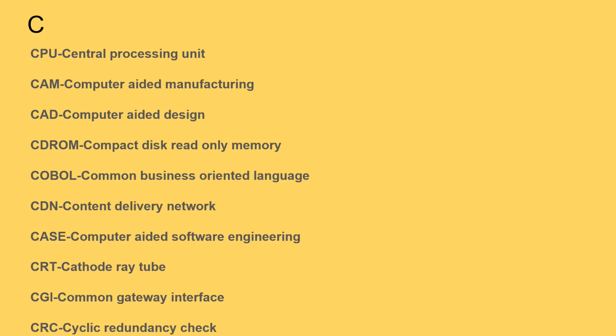CASE, Computer Aided Software Engineering. CASE is the domain of software tools used to design and implement applications. That is, CASE tools are used for developing high quality, defect-free and maintainable software. CRT, Cathode Ray Tube. The CRT is a vacuum tube that contains one or more electron guns and a phosphorescent screen and is used to display images.